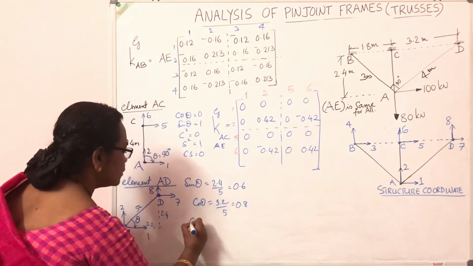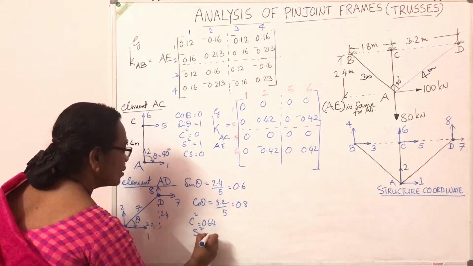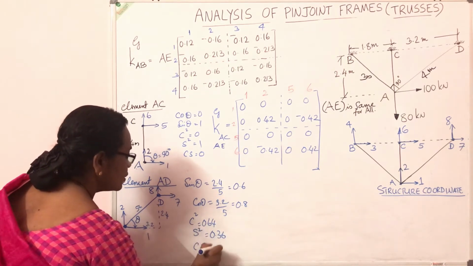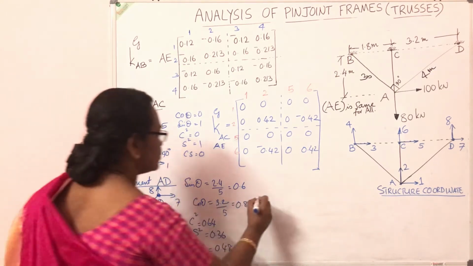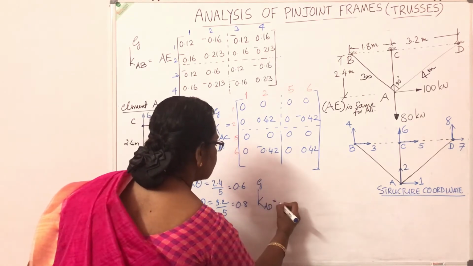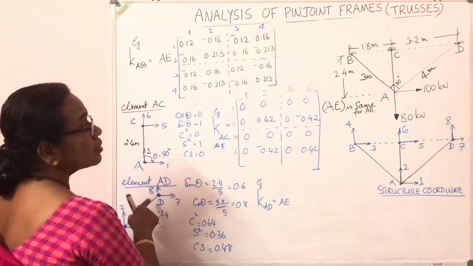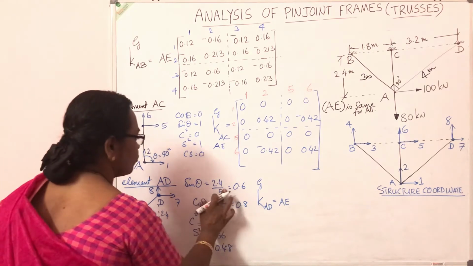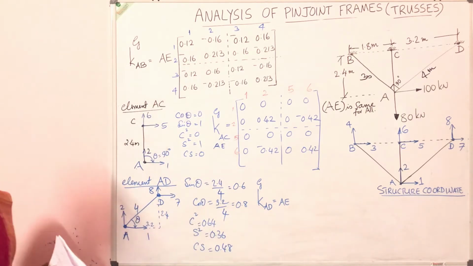So I can write what is C square, S square, CS, cos theta sin theta, 0.48. Now you write the stiffness matrix for this element AD in global coordinates is equal to AE by L. Length of that member is 4. AE by 4. 2.4 by 4. 3.2 by 4. Length of that member is 4 meter.